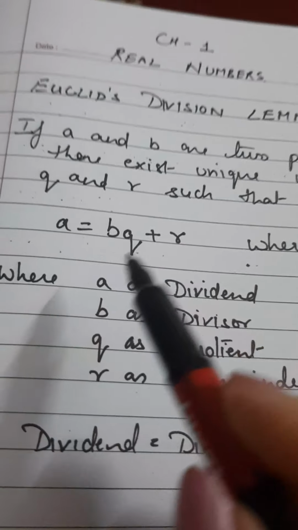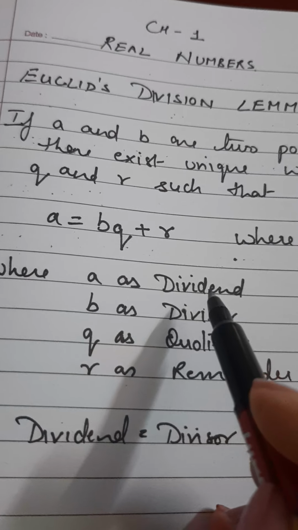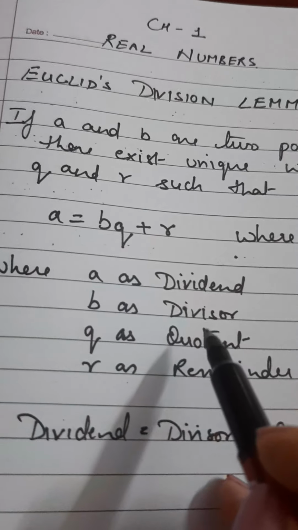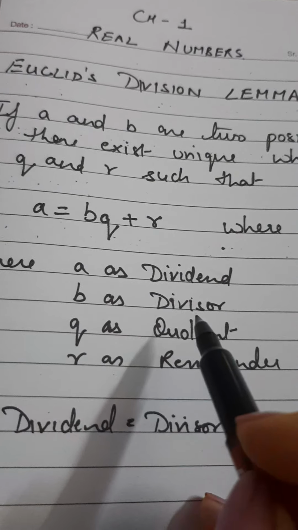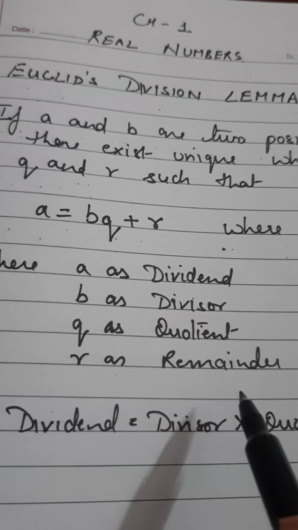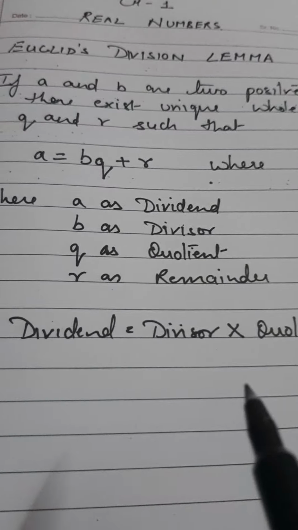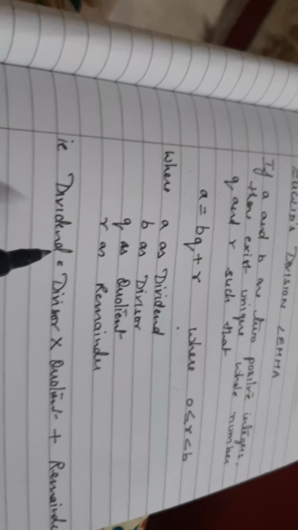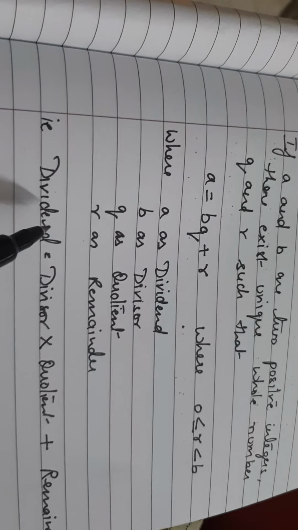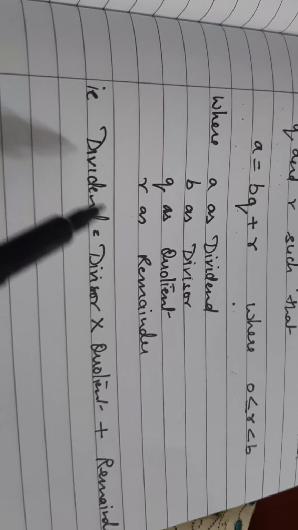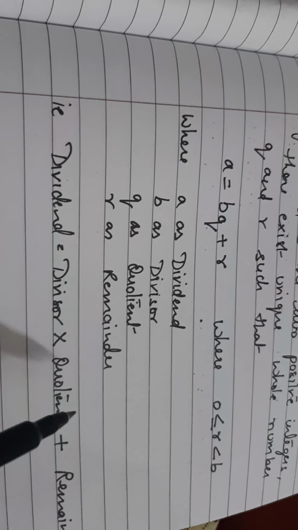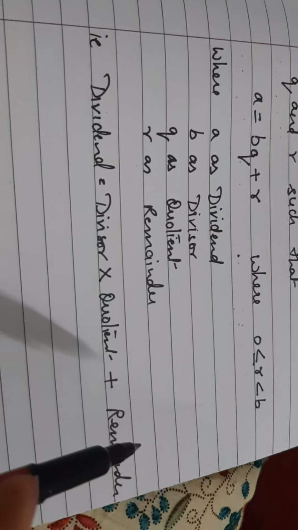In this equation, what is a? A is the dividend, b is the divisor, q is the quotient, and r is the remainder. This statement you have already done in the previous class, which satisfies the division of two numbers: dividend is equal to divisor into quotient plus remainder. How? I'm going to explain with the help of an example.